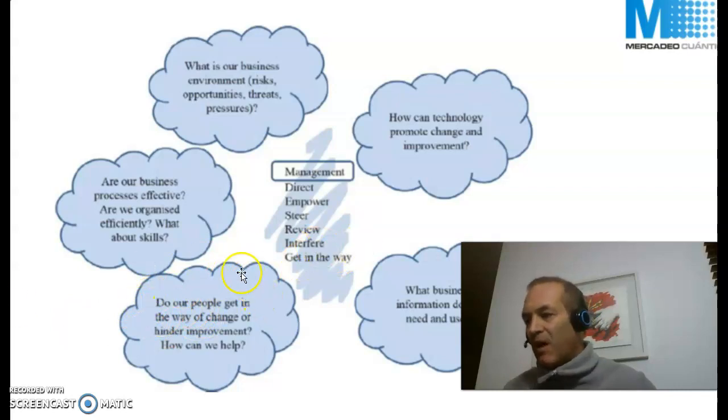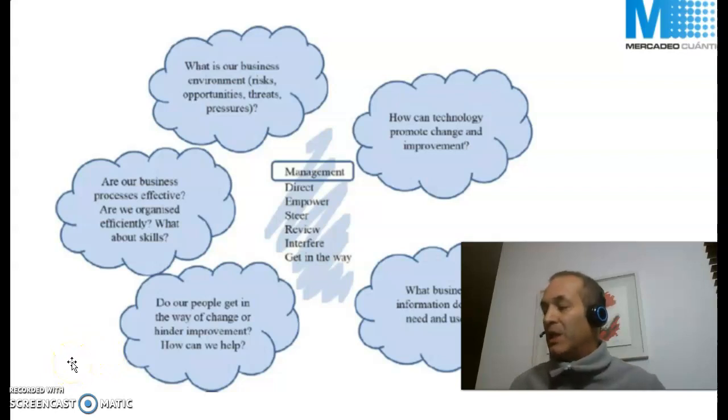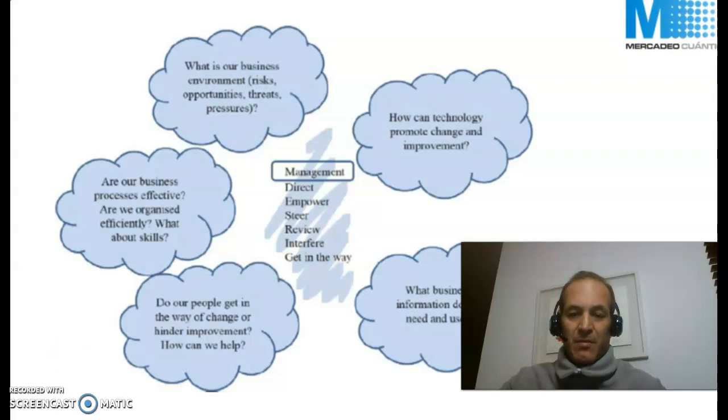What is our business environment? What are our businesses? Is our business effective? Is it well organized? Do our people get in the way of change, or does change hinder improvement? What business information do we need and use? What kind of technology promotes change and improvement? So what are the issues that need to be considered before we put together the coordination of a business process?